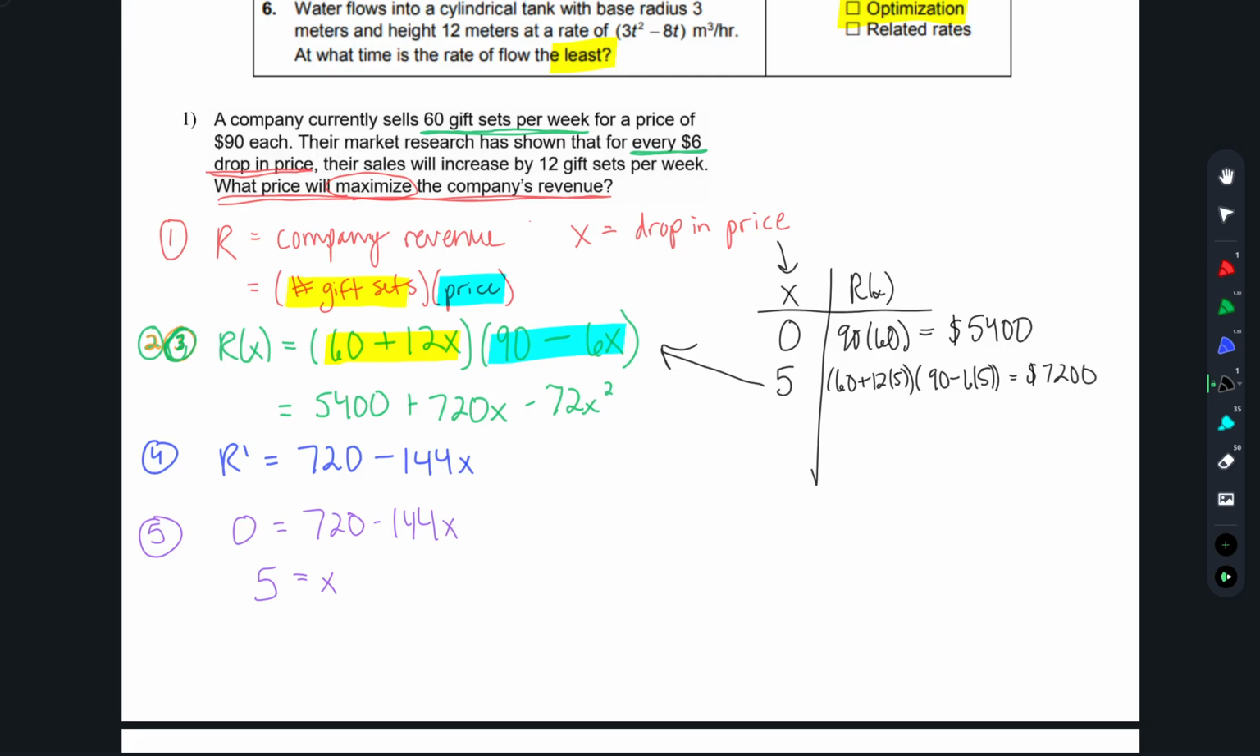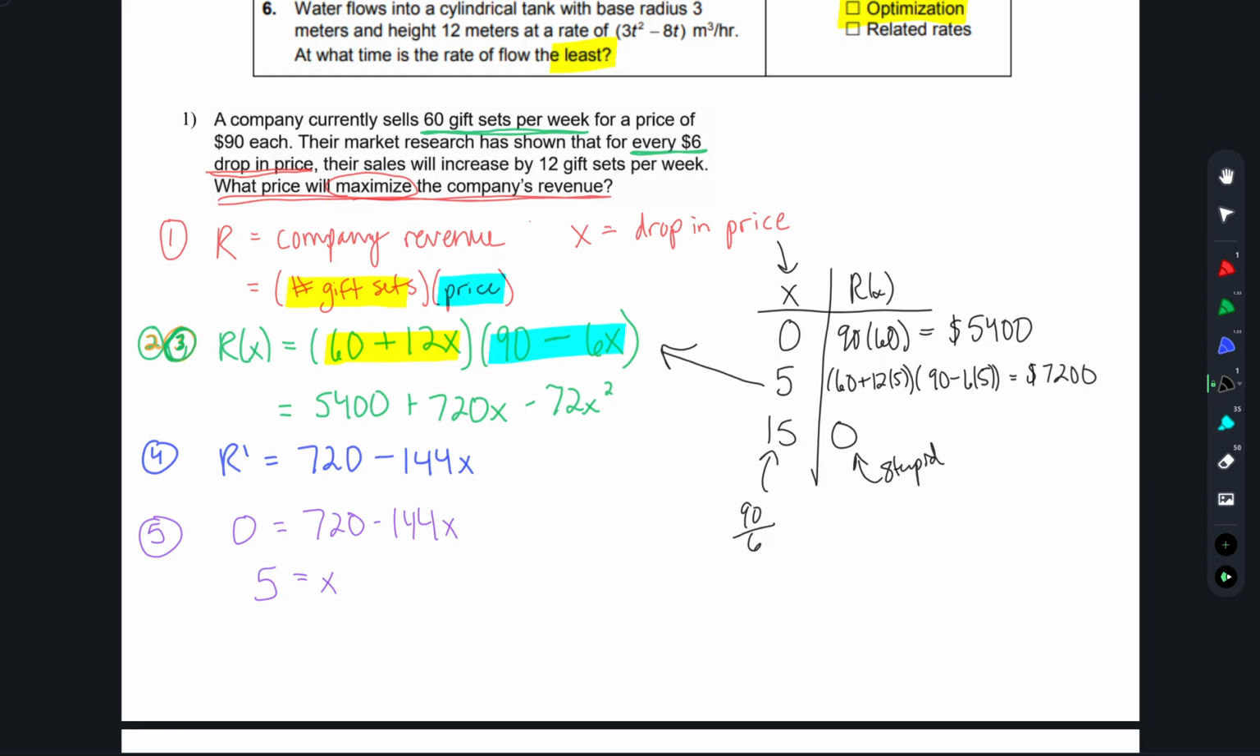Now your other endpoint would be if you kept dropping the price and made no profit. Like if I kept dropping the price by $6 until it was free. If it started at $90 and I kept doing $6 off all the time, that would be 15 price drops. But it's free then, so it doesn't really work. So this is kind of stupid.